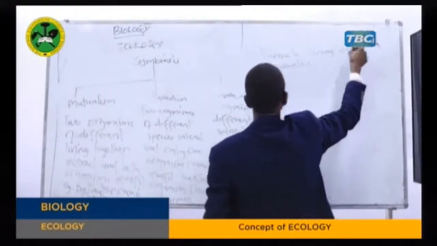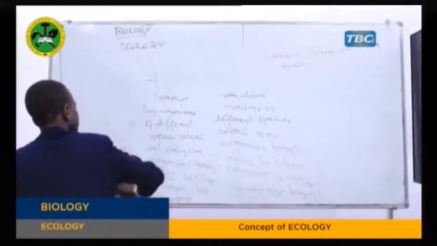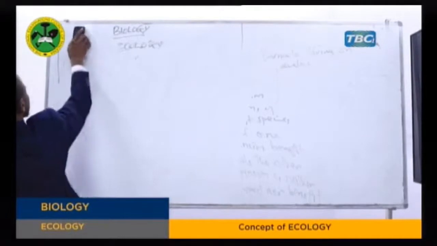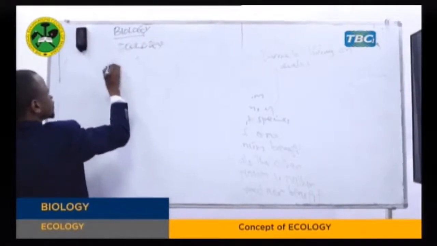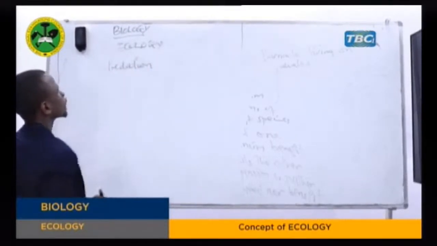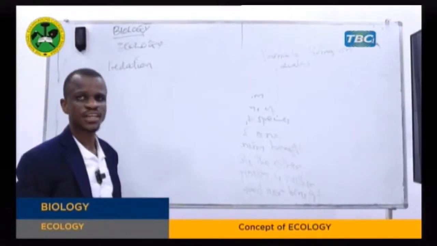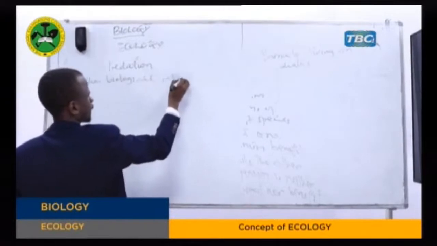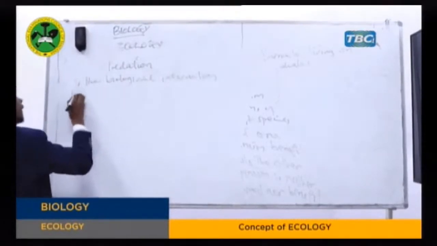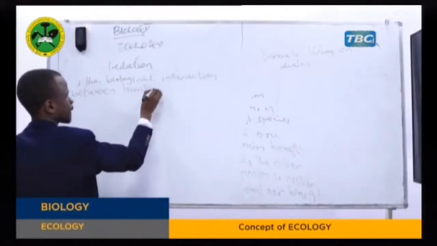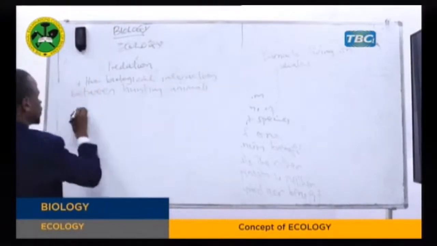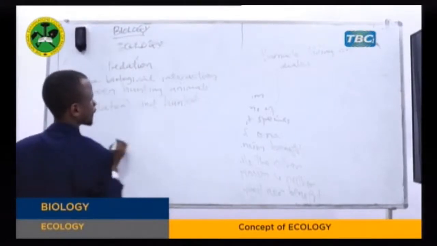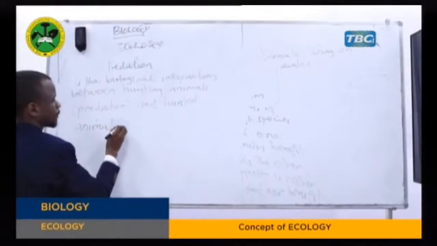The second kind of interaction, my students, is called predation. This is a biological interaction between a predator and a prey. A predator, and a hunted animal, a weak animal, prey.